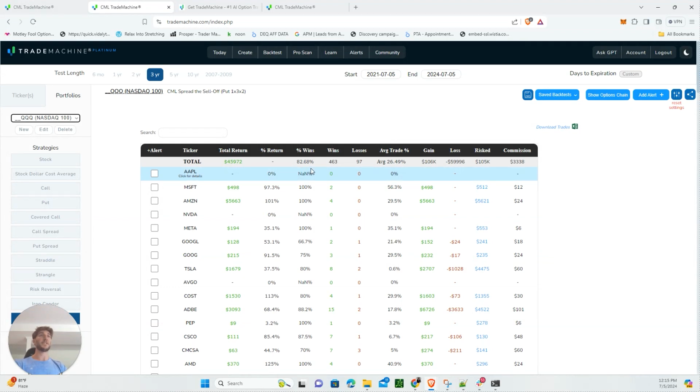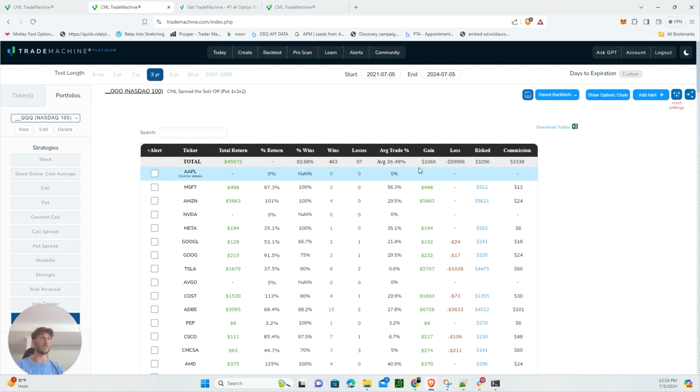So if you had done this strategy for the NASDAQ 100 over the last 3 years, you would have had a total return of $45,972, obviously, depending on how much you put in, with an 82.68% win rate, 463 wins, 97 losses, and an average trade return of 26.49%. That's insane. And again, this is all powered by their AI.